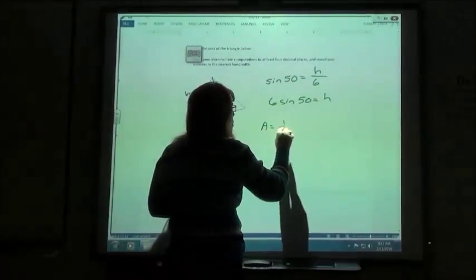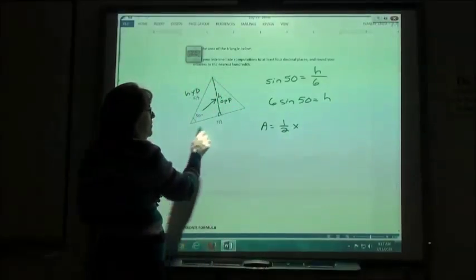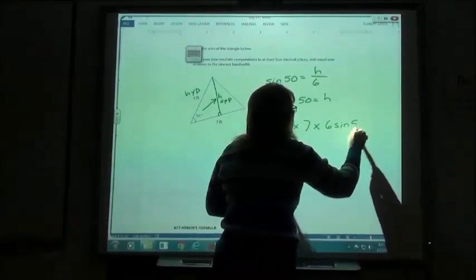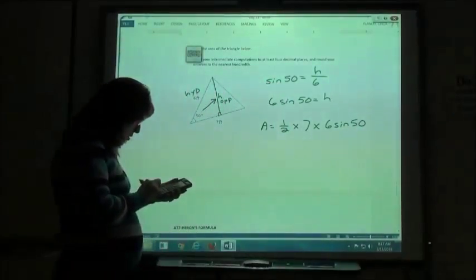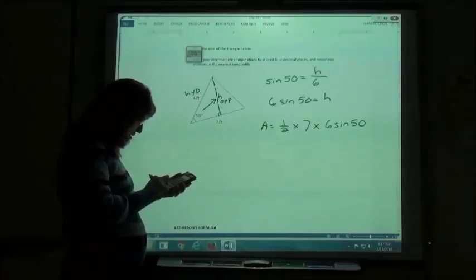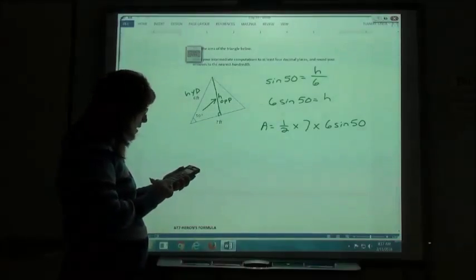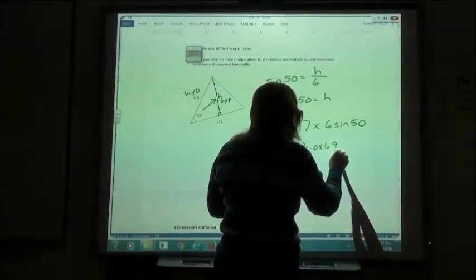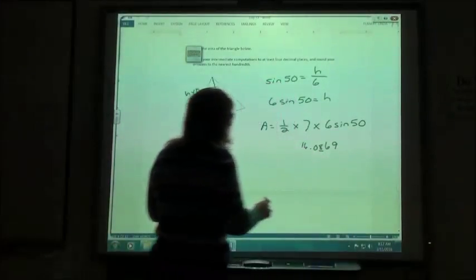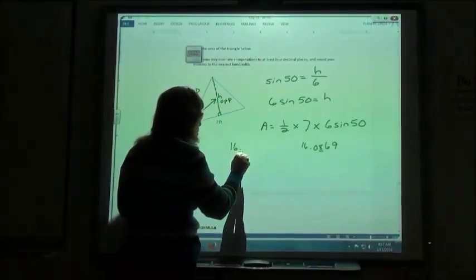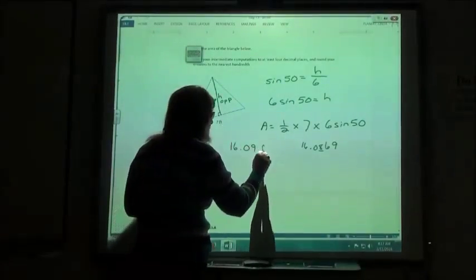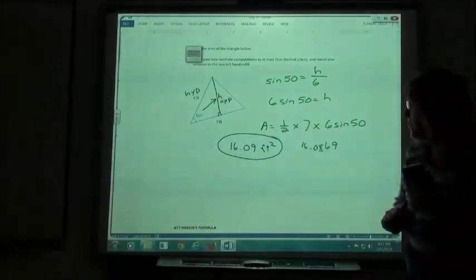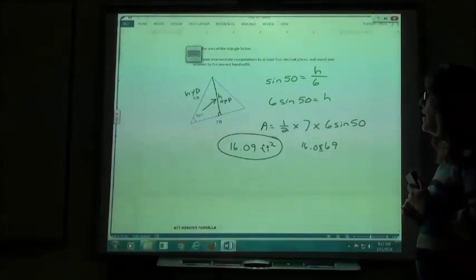Formula for area, 1/2 times the base. The base here is 7, times my height, 6 sine of 50. So 0.5 times 7 times 6 sine of 50 gives me 16.0869. Rounding that off to the nearest hundredth, I'd go with 16.09. I'm in feet, so feet squared would be my label. So 16.09 feet squared would be the area of that triangle.